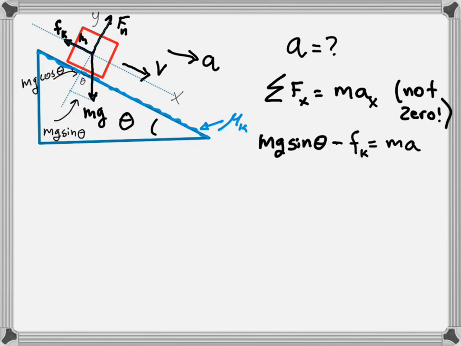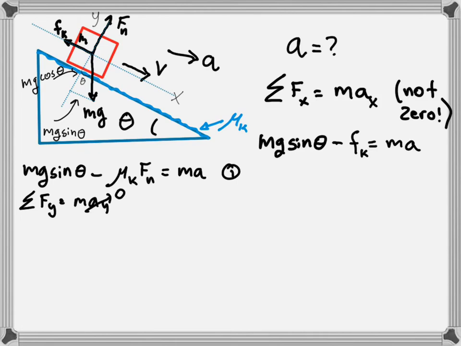So in the x direction, we have the component of the weight in the x direction, that is mg sine theta. And we have the force of kinetic friction in the negative x direction, so minus Fk. And those are all the forces with an x component, so they should equal the mass times the acceleration. The equation then says mg sine theta minus the force of kinetic friction, which is the coefficient of kinetic friction times the normal. So mg sine theta minus mu k times Fn equals mass times acceleration. We're going to call that equation number 1.